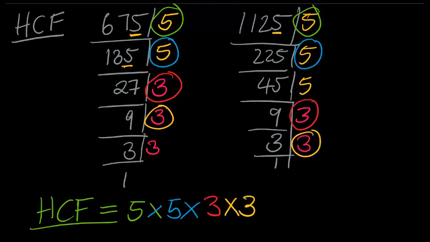What is left? This 3 and this 5 are left, and they are not the same, so they are not in common. So in order for me to get the highest common factor, I'm going to say 5 times 5 times 3 times 3, and you use your calculator for this, and we know our highest common factor is going to be 225.